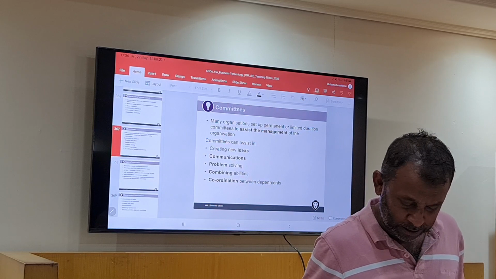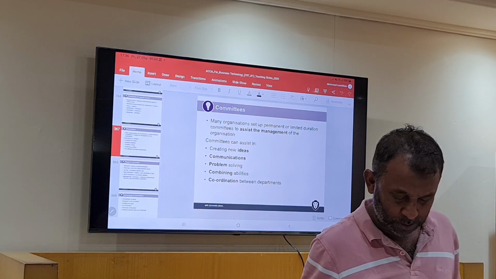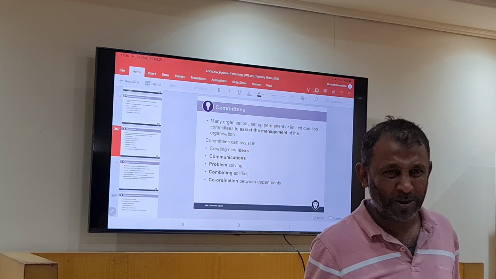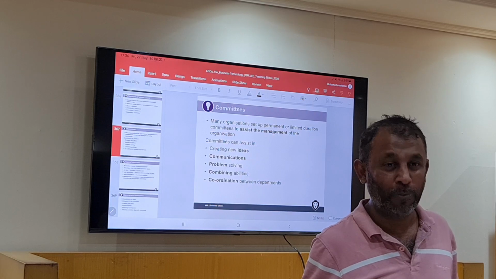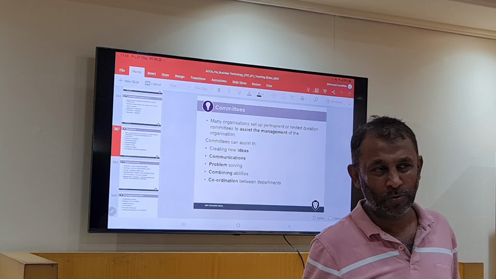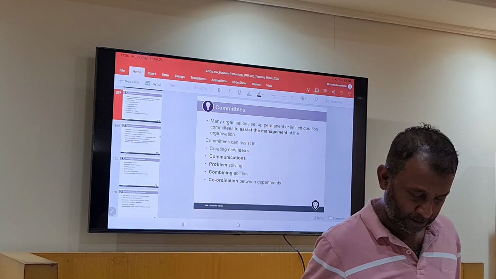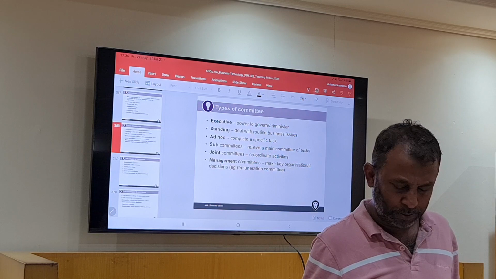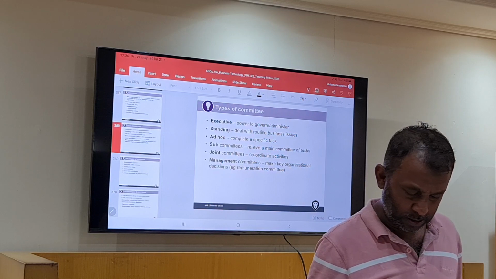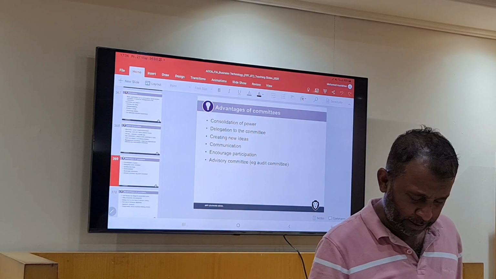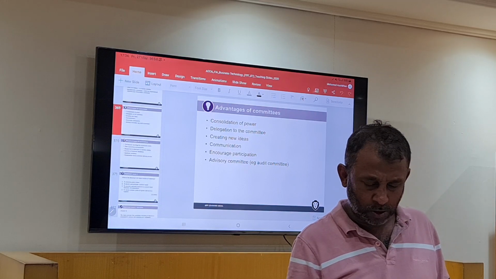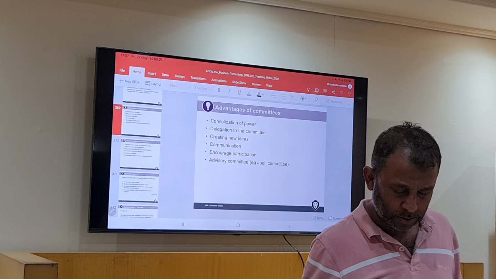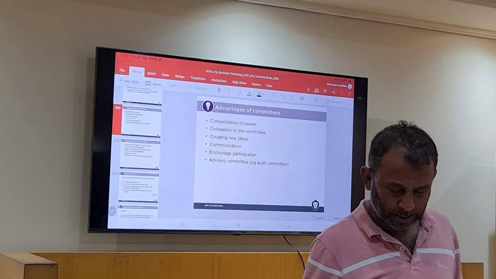Committees can assist in creating new ideas, communications, problem solving, combining abilities, coordination between departments. Only in theory. Actually, in committee, too many problems, only politics. Who is big and who should make the decision will come up. Types of committee: executive, standing committee, ad hoc committee, subcommittee, joint committees, and management committees. Advantages of committee: consolidation of power, delegation to the committee, creating new ideas, communication, encourage participation, advisory committee.